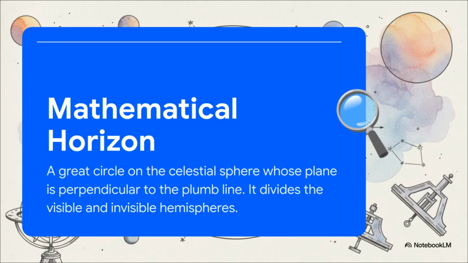Once we have the zenith and nadir, we can define a horizon. But listen carefully. This is not the horizon you see when you look outside. This is the mathematical horizon. It's an ideal, perfectly flat plane that slices right through the center of the sphere, exactly perpendicular to your plumb line. It forms what mathematicians call a great circle, and it cleanly divides the entire sky into 2 halves, the visible hemisphere above you and the invisible one below.